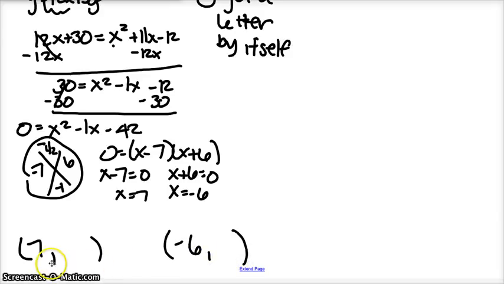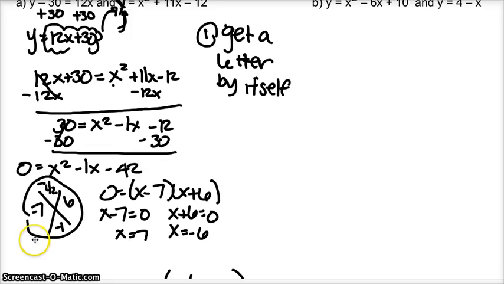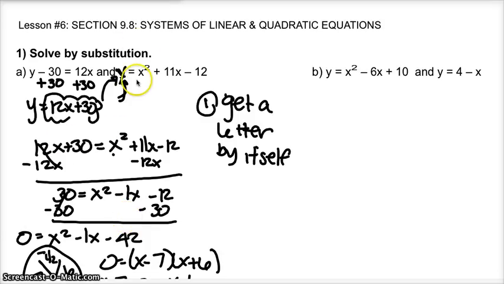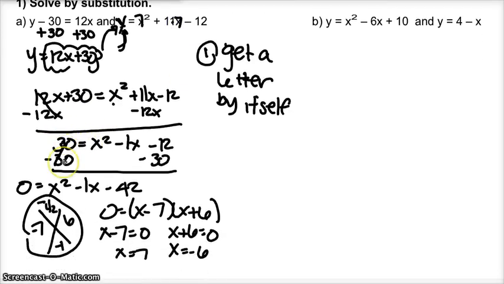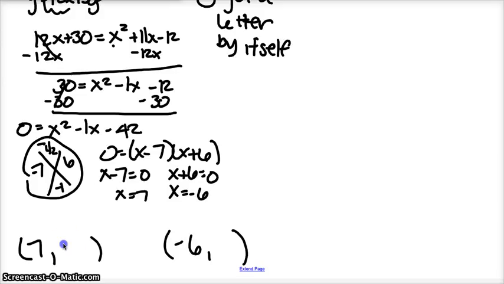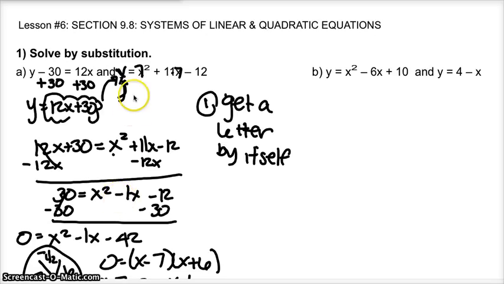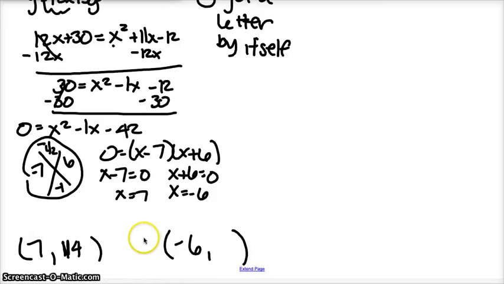I need to plug these values in. So if I take the 7 and you can put it into either equation, I'm going to use this one. And if I do 7 squared plus 11 times 7 minus 12, grab your calculators, I get 114. Then I can go back up to this equation and I can do negative 6 squared plus 11 times negative 6 minus 12. And it gives me negative 42.